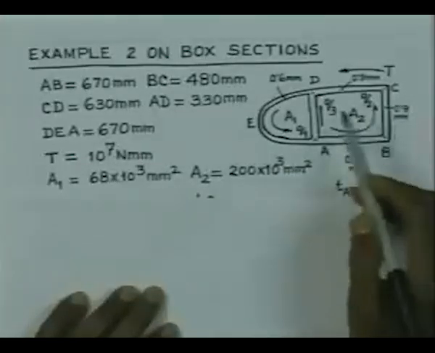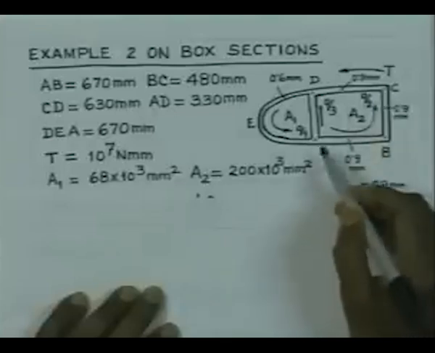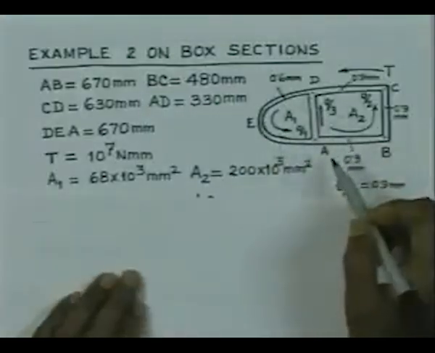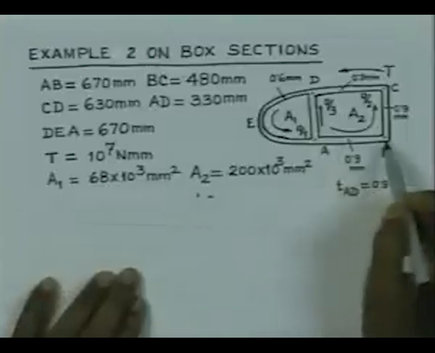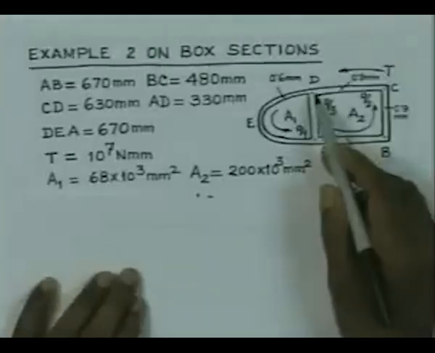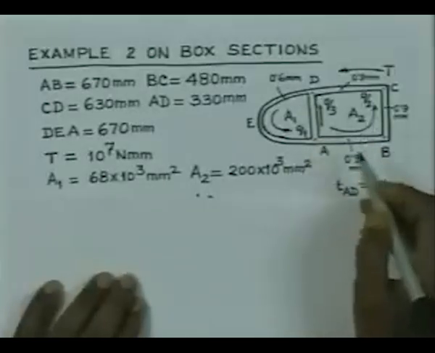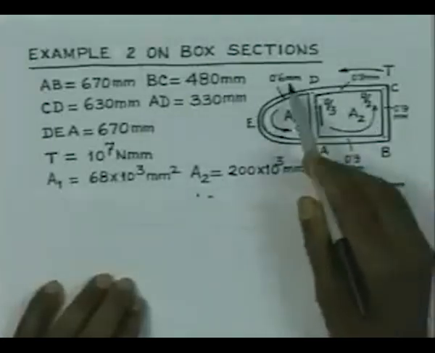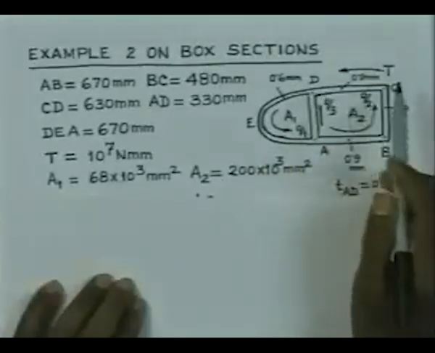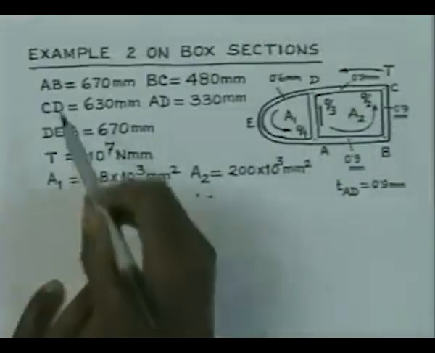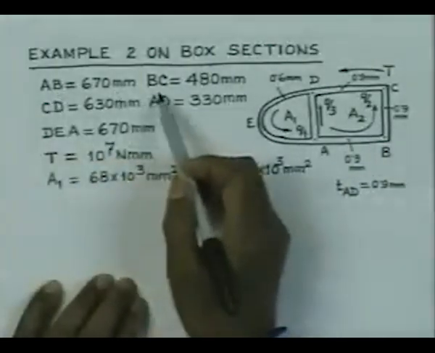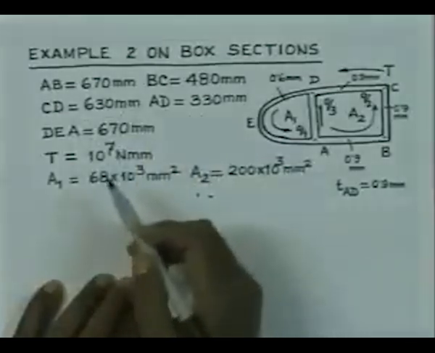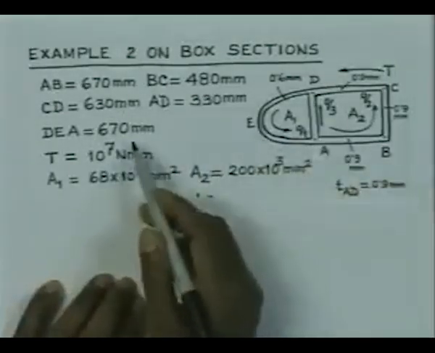We have one cell formed by A, B, C, D, another cell formed by A, D, E, and the thickness of the wall A to B, then B to C and C to D. Also from D to A there is the same thickness, 0.9 millimeter, and the portion DEA is of thickness 0.6 millimeter. The length of the portion AB is 670 millimeter, BC is 480 millimeter, CD is 630 millimeter, AD is 330 millimeter, and this length DEA is 670 millimeter.